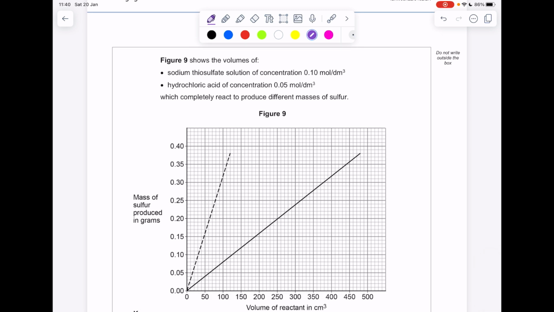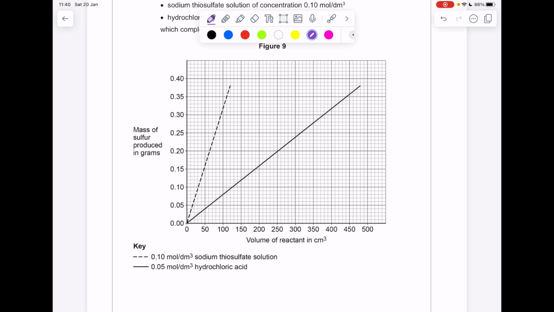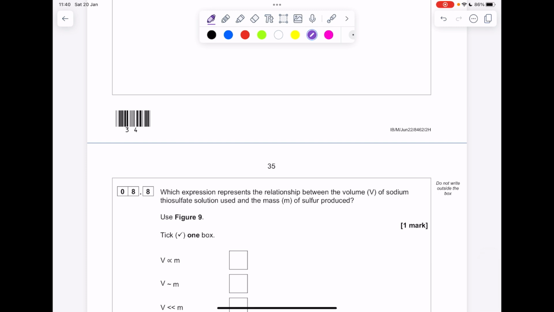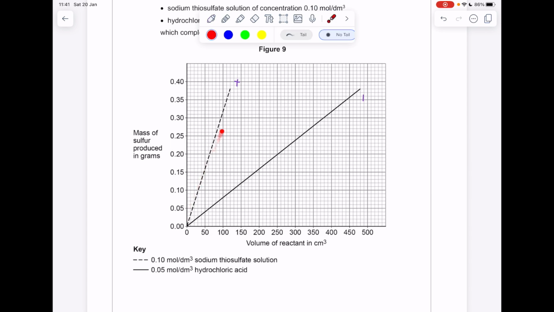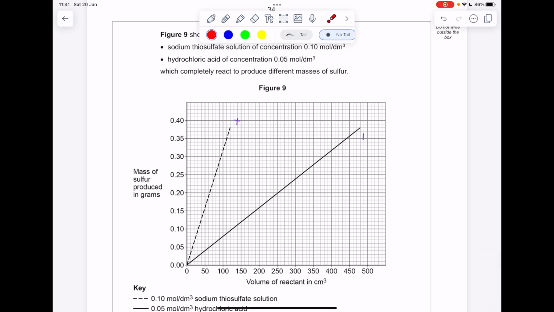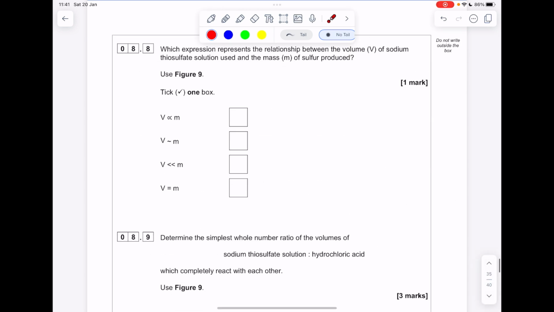Figure 9 shows the volume of sodium thiosulfate solution of concentration 0.1 mole, hydrochloric acid of concentration 0.5 mole, which completely react to produce different masses of sulfur. Make sure you're happy with the key. This one's sodium thiosulfate, this one's HCl. Which expression represents the relationship between the volume of sodium thiosulfate solution used and the mass of sulfur produced? So as we look at this line here, you can see that the volume of reactant used and the mass of sulfur produced is a directly proportional relationship, which is why this is the answer.